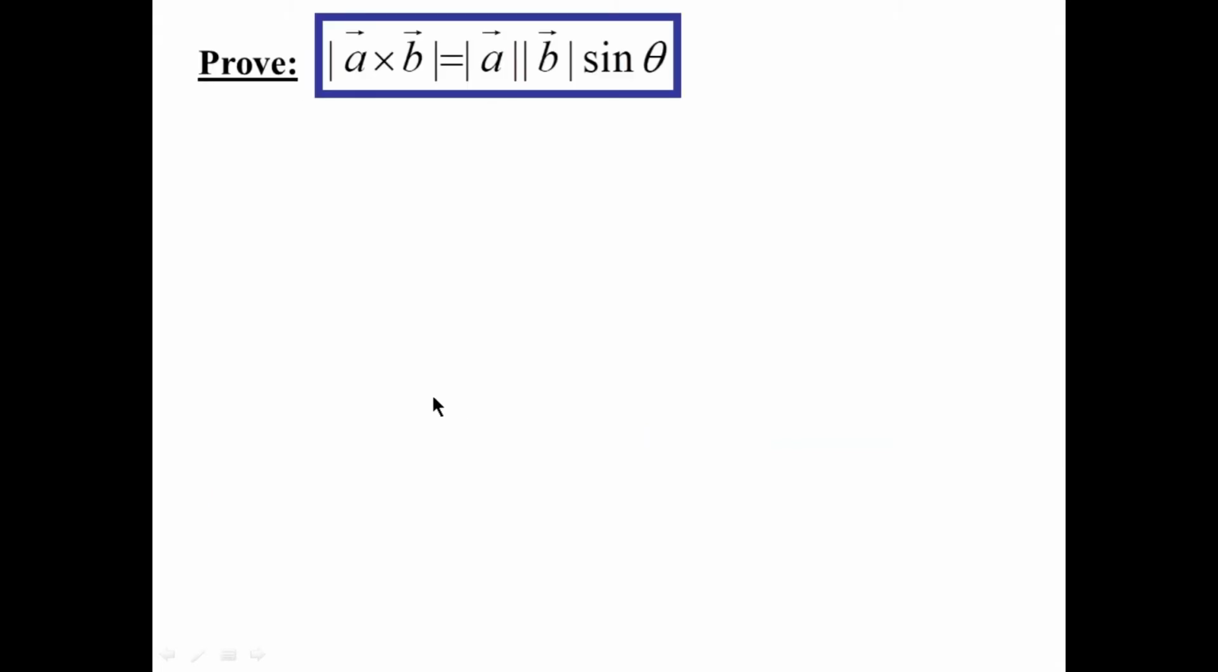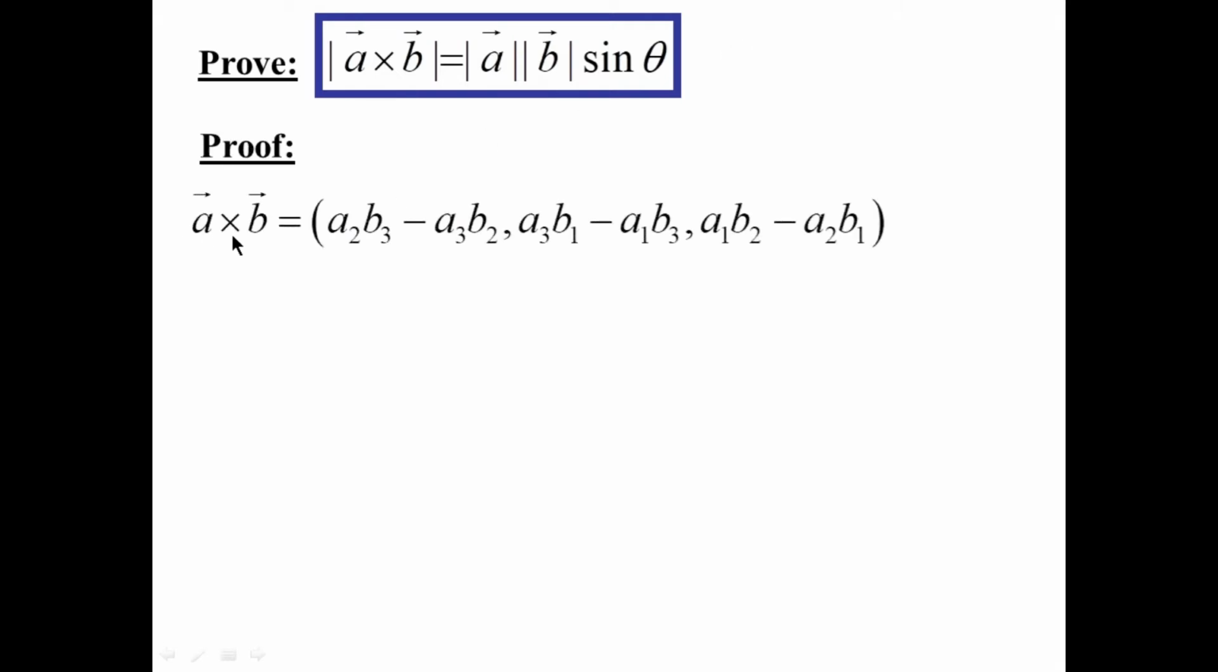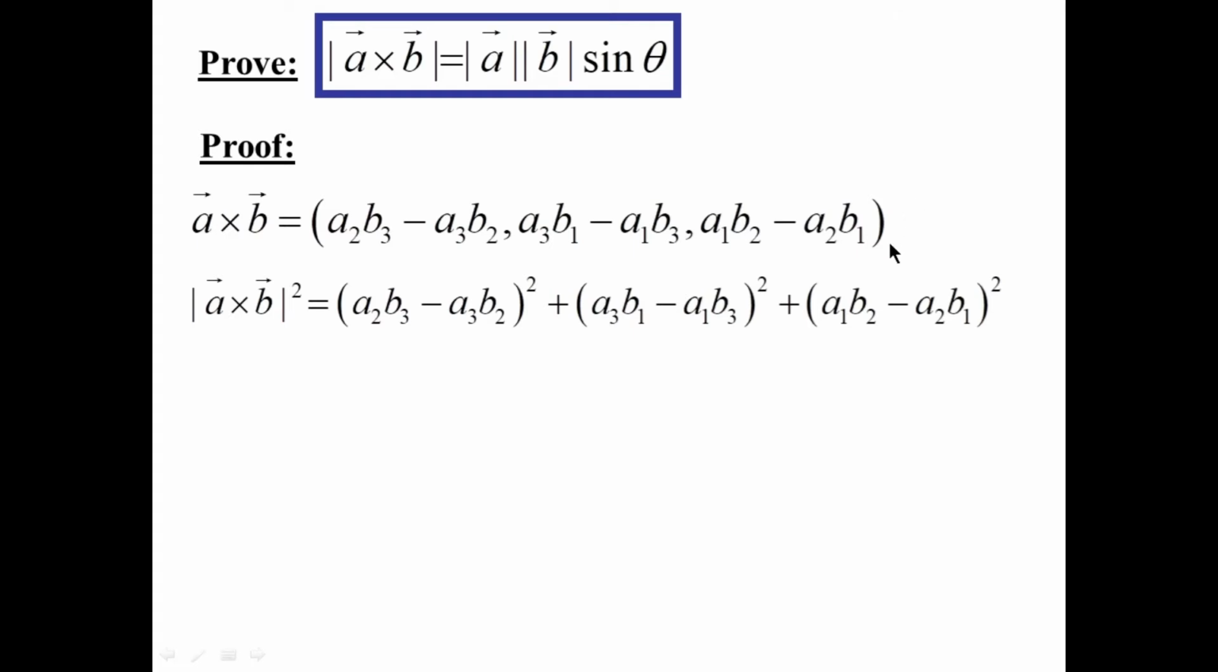Here's a proof of the fact that the magnitude of a cross product is length times sine of theta. The cross product, by definition, is this formula. And if we square both sides, well, what have we done here? We've taken the magnitude squared. Now we know that the magnitude is the sum of the squares of the components with a square root sign, but I squared that, so the square of the magnitude is the sum of the squares of the components.